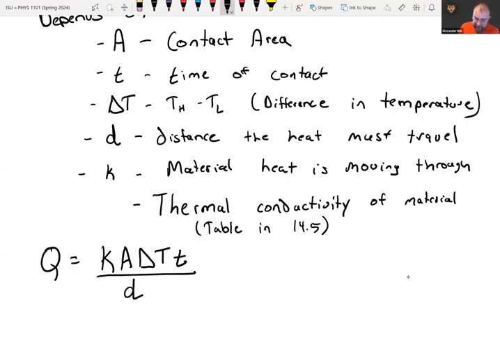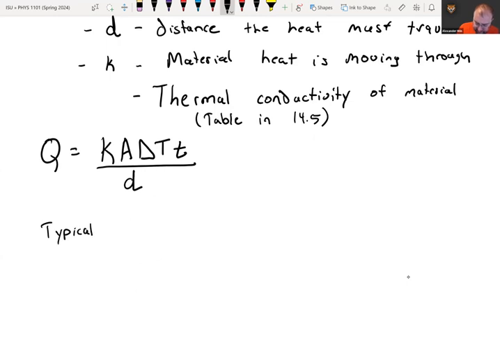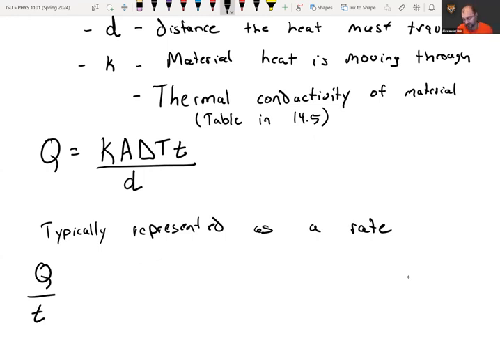Now, it will actually depend inversely on the distance. The further you make the heat travel, the less likely the heat is going to be able to make it through. This is why you increase the thickness of your insulation. The heat has to travel further through the insulation. It reduces the amount of heat lost. Now, typically, this is represented as a rate of heat flow. Basically, you have Q over T instead of Q. So we tend to talk about how much heat per unit time rather than how much heat overall. The equation is typically written like this.